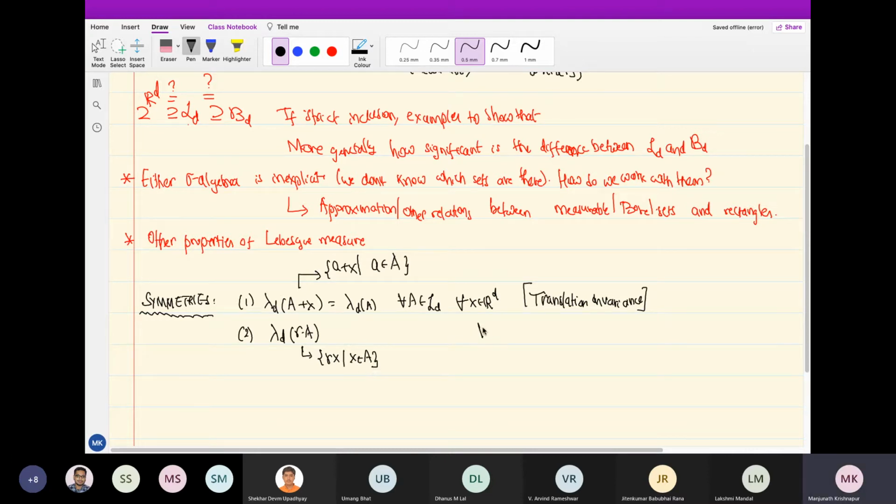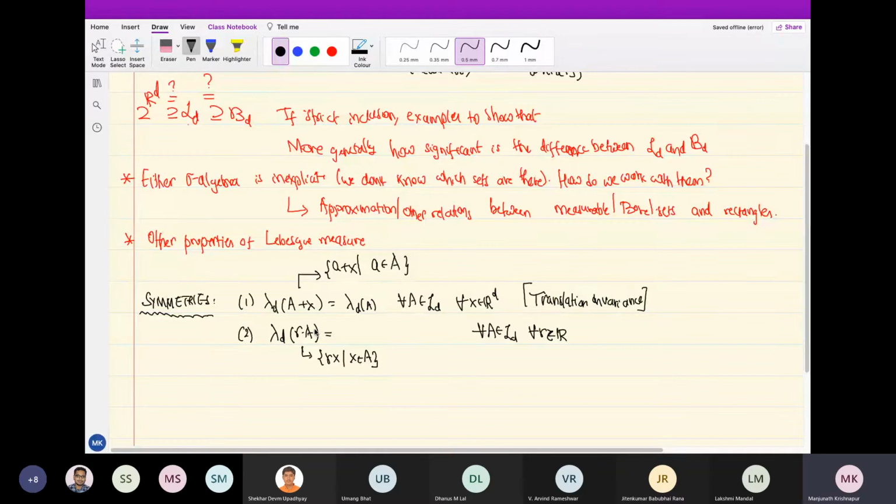Okay, so this is for all A in L^d, and what is R? R is a positive number, or you can take a real number if you want. What happens if I multiply all the things? Will it change the set or not? For example, in one dimension, take the interval 0 to 1. If I scale it by 7, what happens? It becomes the interval 0 to 7. So what happens to its length? It increases by 7, right?